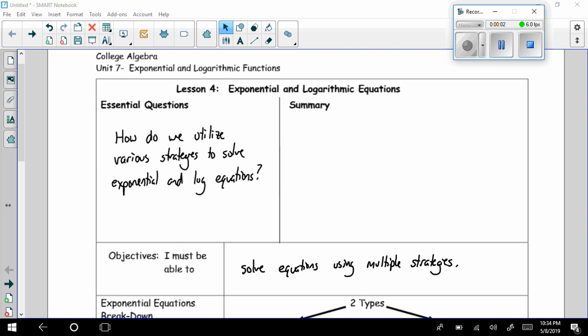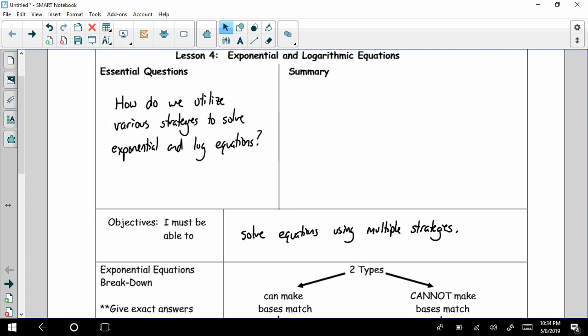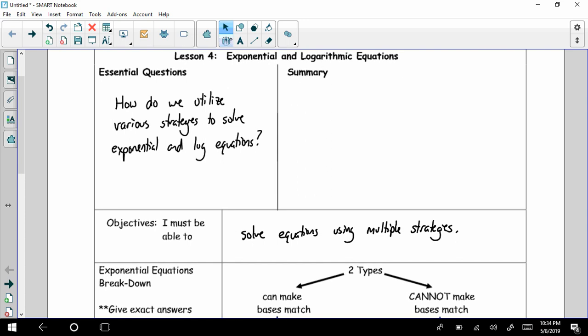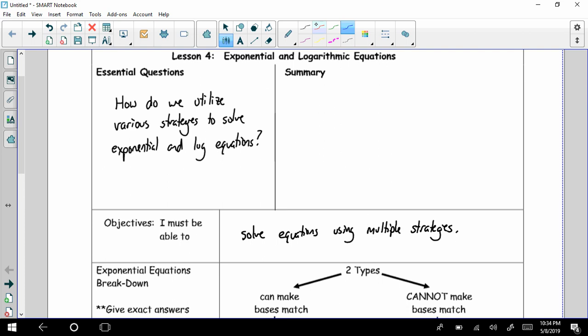Hey everyone, moving into Unit 7, Lesson 4, exponential and logarithmic equations. So looking at how to use the properties that we've learned so far and various strategies to solve exponential and log equations. So we will be using multiple strategies for this because it really depends on how the problem is set up.